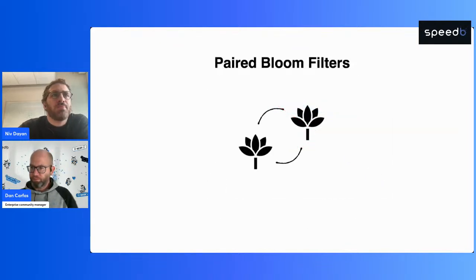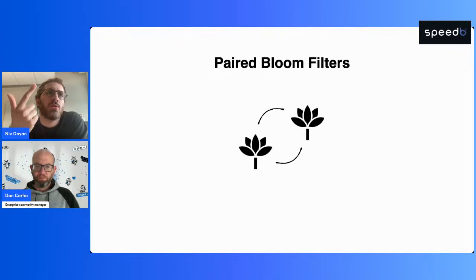So to address this problem, at Speedb, we have created paired Bloom filters. And they precisely address the problem of how to better scale the false positive rate while maintaining the good performance properties of block Bloom filters. So in a way, paired Bloom filters try to achieve the best of both worlds. They're trying to get the false positive rate of a regular Bloom filter, but they're trying to achieve the performance properties of block Bloom filters. Okay, and here is roughly how they work.